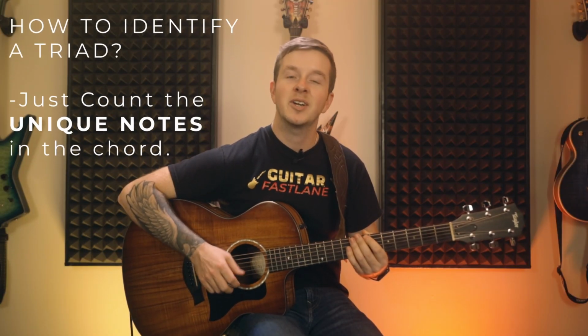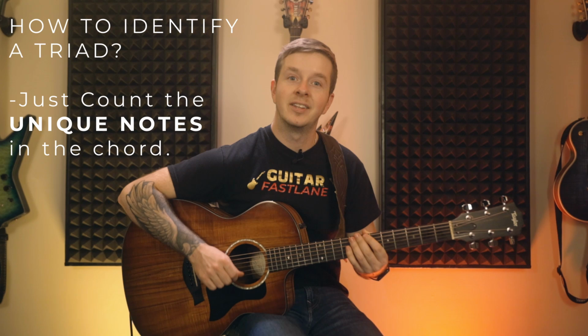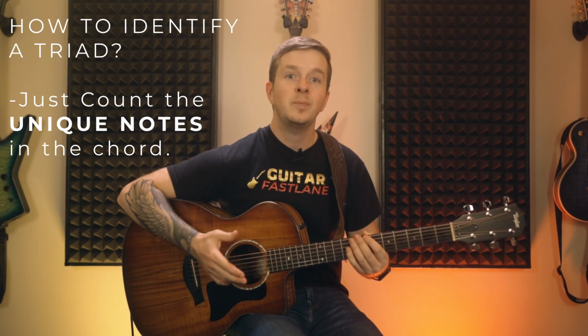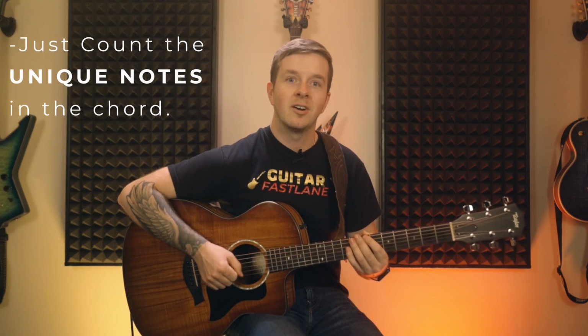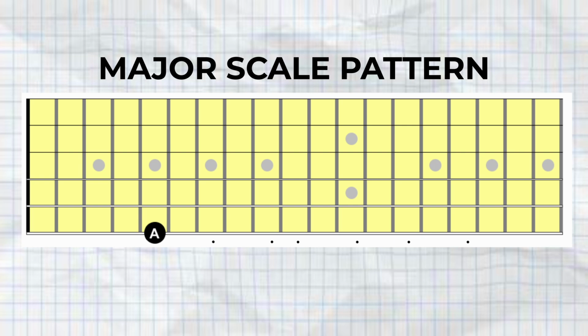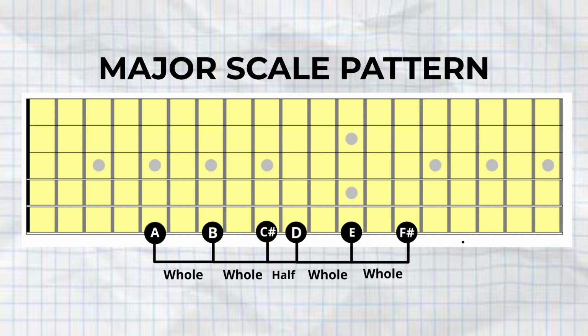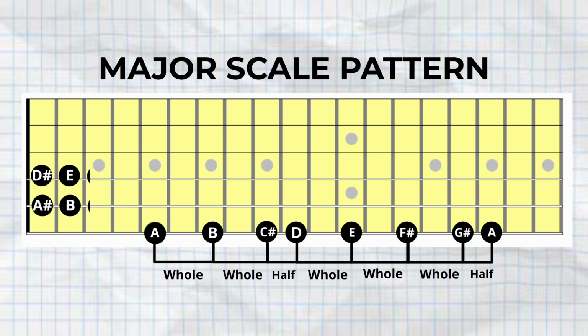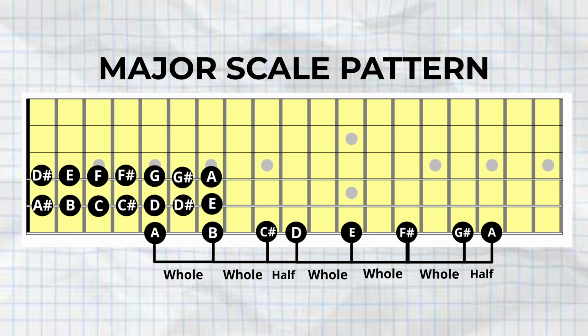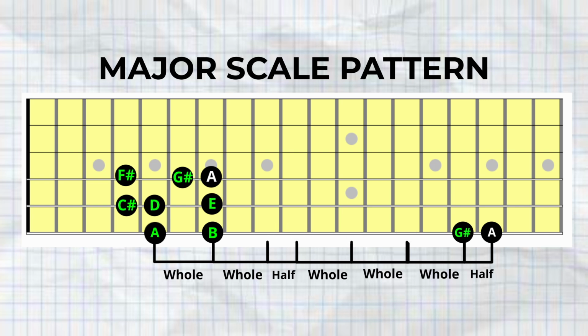If you ever want to know if a chord is a triad, just figure out how many unique notes are in that chord. So how could you build these chords anywhere on the guitar? Well, the major scale is made of this step pattern: whole, whole, half, whole, whole, whole, half. So if you start on an A note and use this step pattern, you'll build an A major scale: A, B, C sharp, D, E, F sharp, G sharp. And then it would repeat again starting with an A.